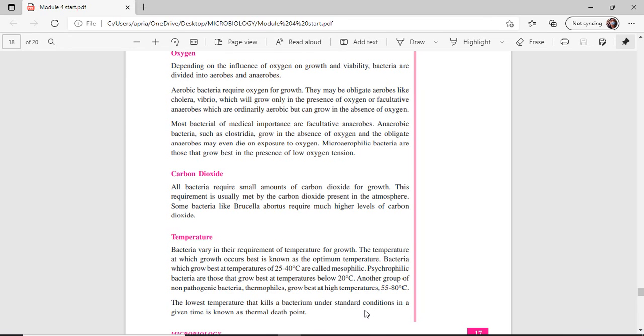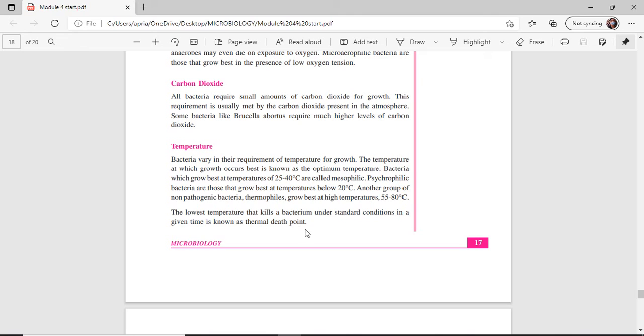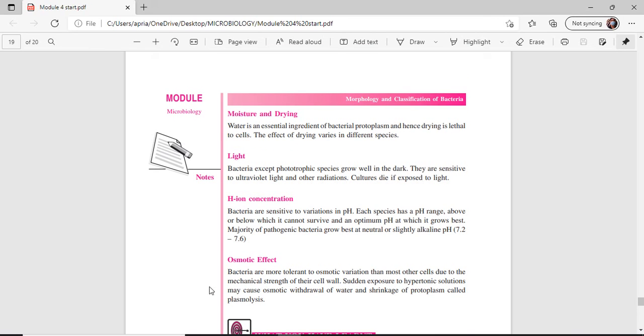The lowest temperature that kills the bacterium under a standard condition in a given time is your thermal death point. So, tandaan nyo lang yang thermal death point. Different bacteria have different thermal death points. Now, you have here your moisture and drying. Water is an essential ingredient for bacterial protoplasm, and hence drying is lethal to the cell. The effect of drying varies in different species.